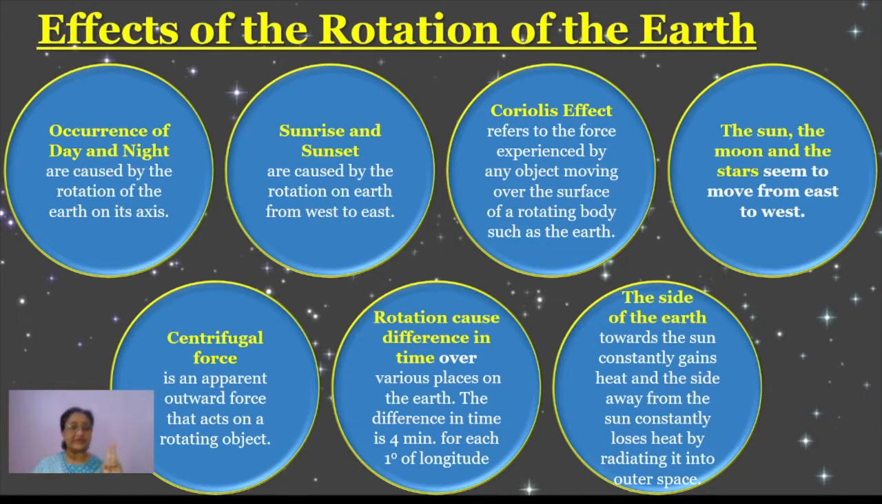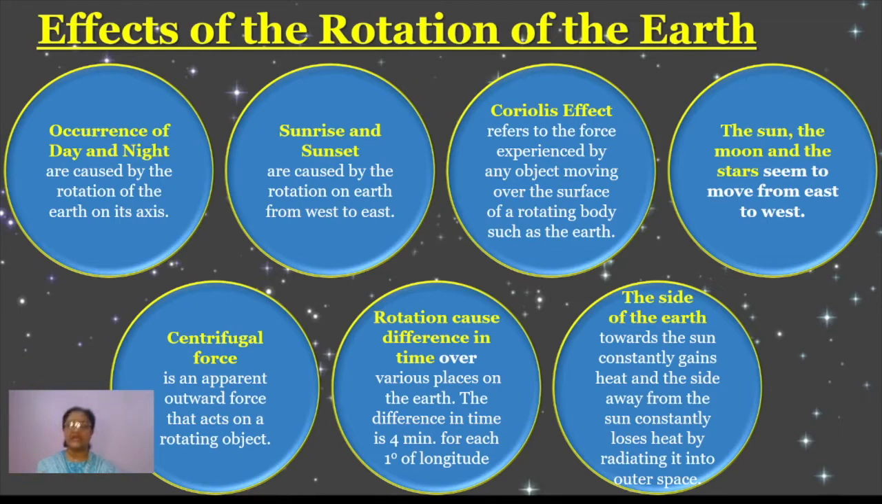Number 2 is sunrise and sunset, right? The third effect is the Coriolis effect. Now what is the Coriolis effect? The Coriolis effect is basically experienced by any object which is moving over any surface of a rotating body like Earth, right? Now what does the Coriolis effect do? It makes any such object, right?